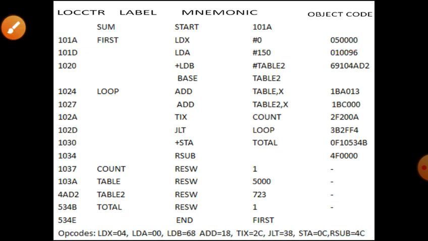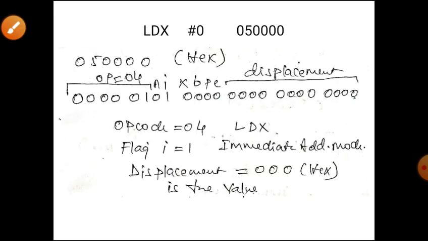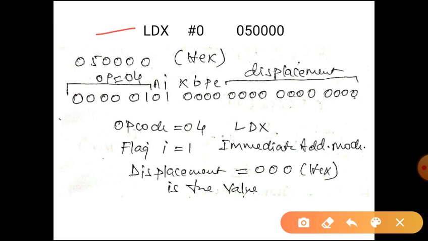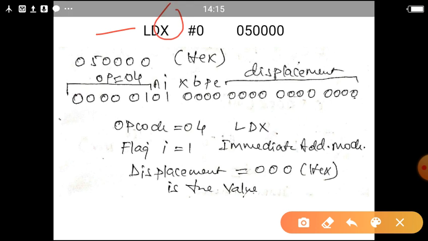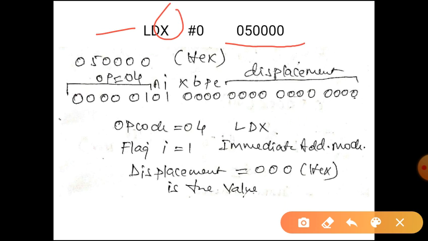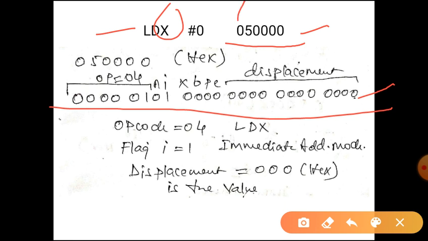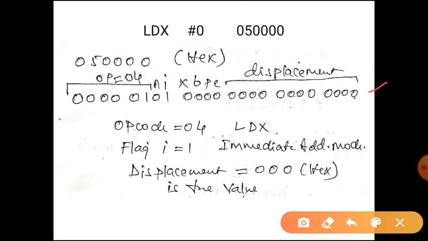How does it interpret? LDX #0 means load this immediate value 0 to the register X, and that is indicated using this object code. Now it is in hexadecimal; you write it in binary. How to write it in binary? Each hexadecimal digit you have to replace with 4 binary bits. 5 you have to replace with 0101. So this is how we write the binary representation.